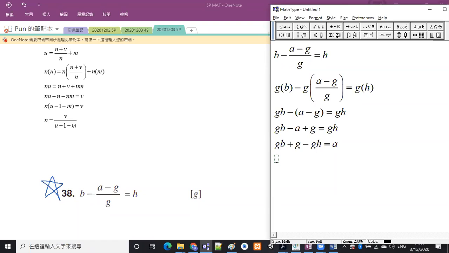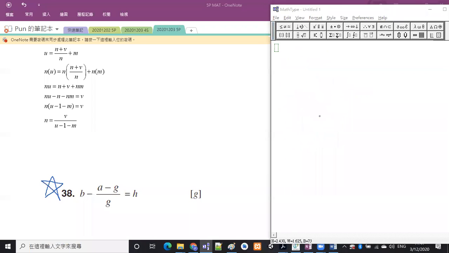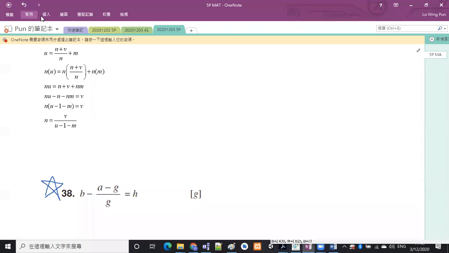Okay? And then I am going to take out the subject term, the G. And then the remaining factor will be B plus 1 minus H is equal to A. So finally, just divide the bracket to the right-hand side and you'll get the answer A over B plus 1 minus H. Okay? And that is G is alone on one side, and on the other side, there is no more G. Then that is the answer. Okay, so this is the answer for question number 38.